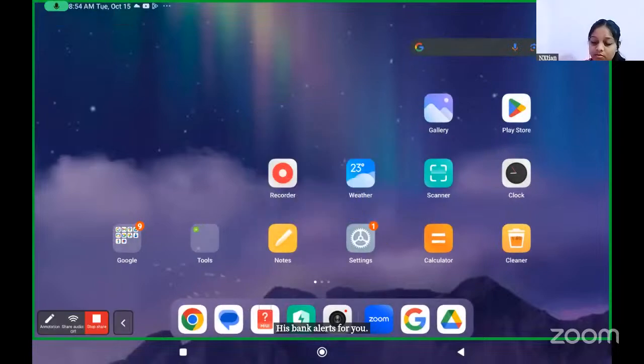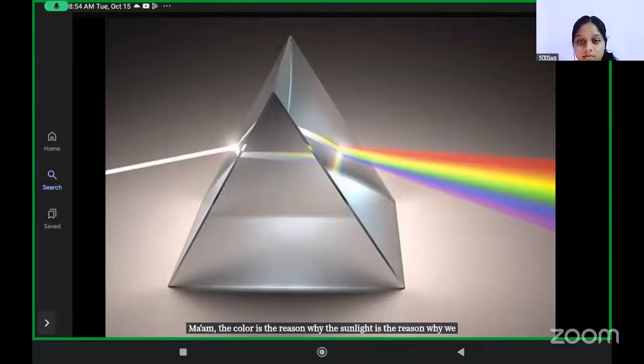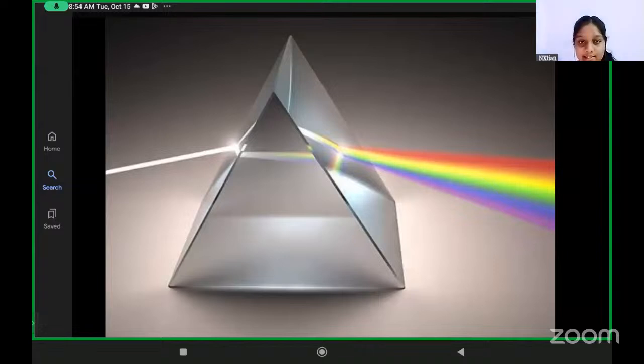Ma'am, sunlight is the reason why we see color, right? Basically, yes. It's because when the white light shines on an object, only that color, the color of the object, bounces and goes to our eyes. That is right. Okay, now here is a white light.